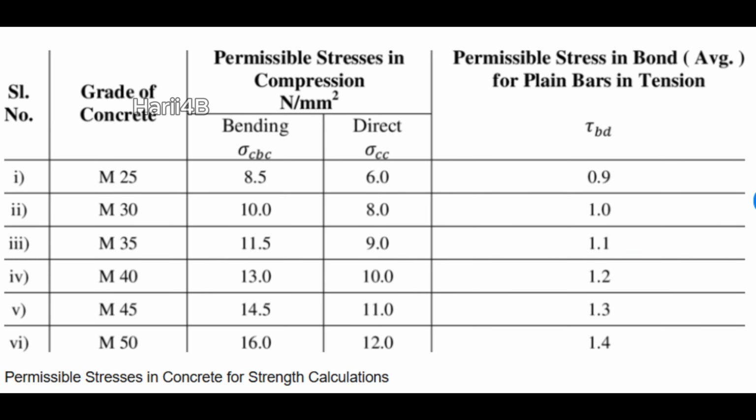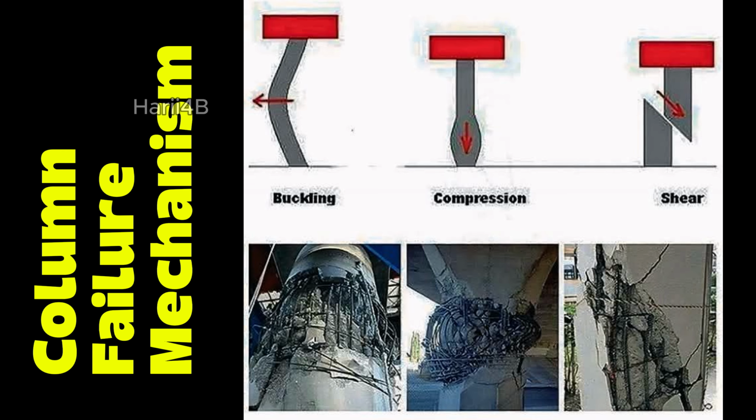Have a look at the table shown. It defines the permissible stresses in compression of concrete. This is dictated by the grade or strength of concrete used in the construction. We will come back to this later. Let's review the column failure mechanisms. Long, slender columns break from buckling, while short columns break from compression and/or shear.